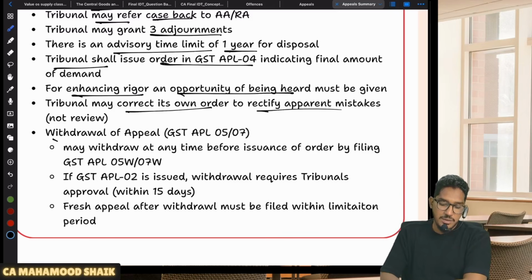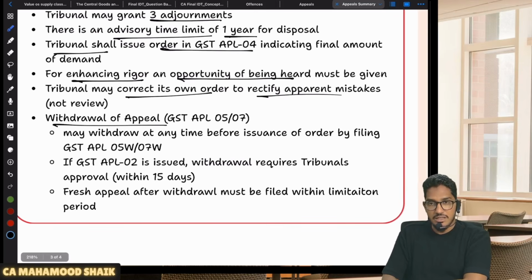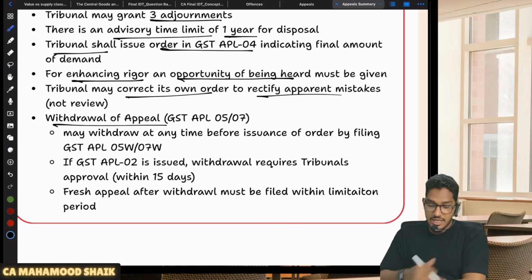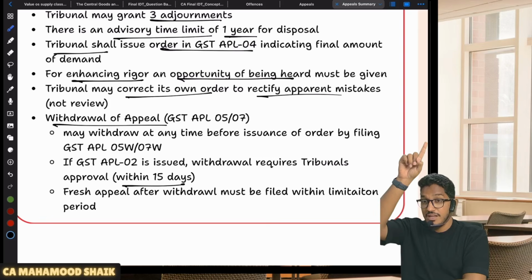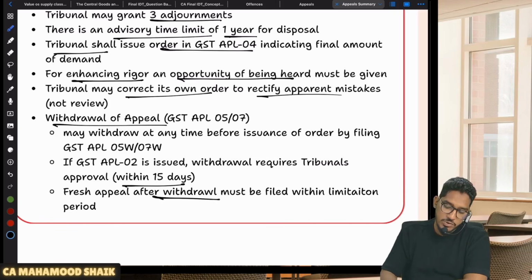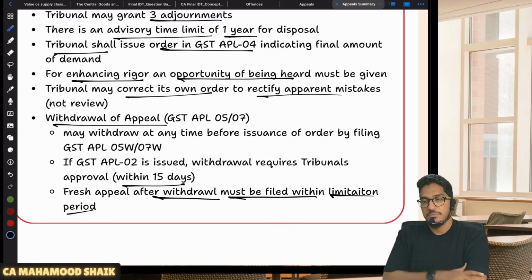Withdrawal of appeal. Sir, who can withdraw the appeal? Either the aggrieved person might withdraw the appeal or the department might withdraw the appeal. When? Before issuance of the show cause notice or before issuance of the order, whichever is earlier. Within that time, if you want to withdraw, you can withdraw. And in case the final acknowledgement is already issued, you need the AA's approval. That means you need the Appellate Tribunal's approval. Sir, within 15 days they can approve? They're 7 days only. The appellate authority, if they wanted to withdraw, has to give approval in 7 days. But for the Appellate Tribunal, GSTAT, if they want to withdraw after acknowledgement, they have 15 days for approval. And a fresh appeal after withdrawal must be filed within the limitation period.